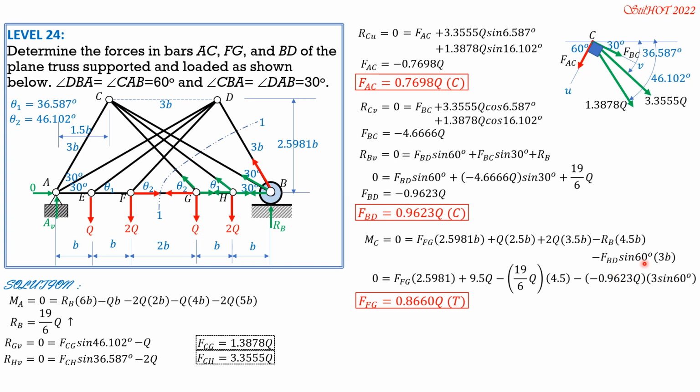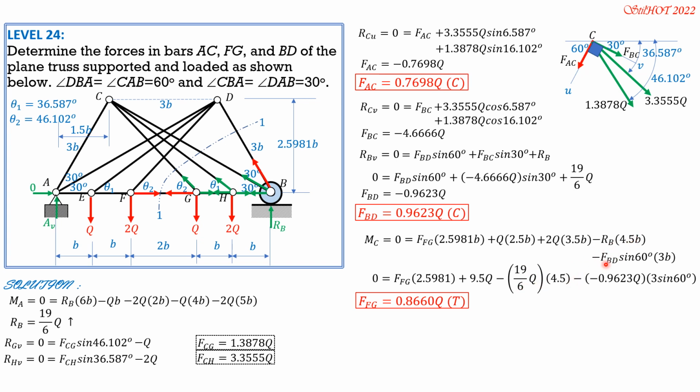By experience, we always did this in most problems in statics, unless this is your first time. So substitute 0 equals FFG times 2.5981. I cancel out B. Then combine these two Q's here without B. So 9.5Q, 2.5 plus 2 times 3.5, so 9.5Q. Then minus RB, which is 19 over 6Q times 4.5.